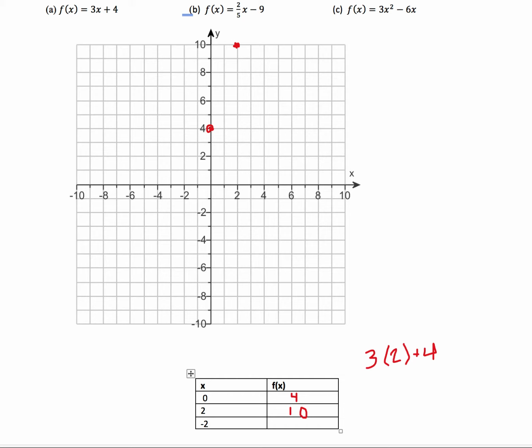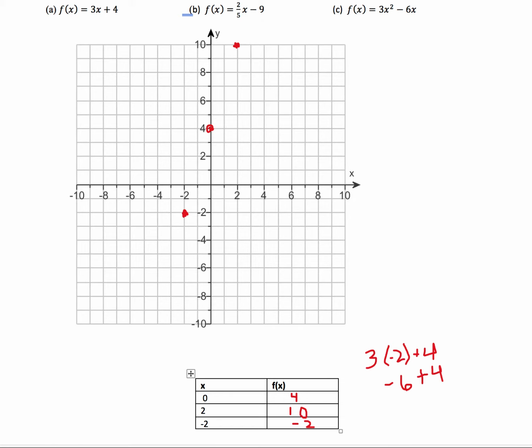All right, now plug in the -2. So 3 times -2 is -6, plus 4 is going to give you a -2. All right, so let's plot that one. So again, we start at the origin. Our x value is -2, so we go to the left, -2. And our y value is also -2, so we come down -2.